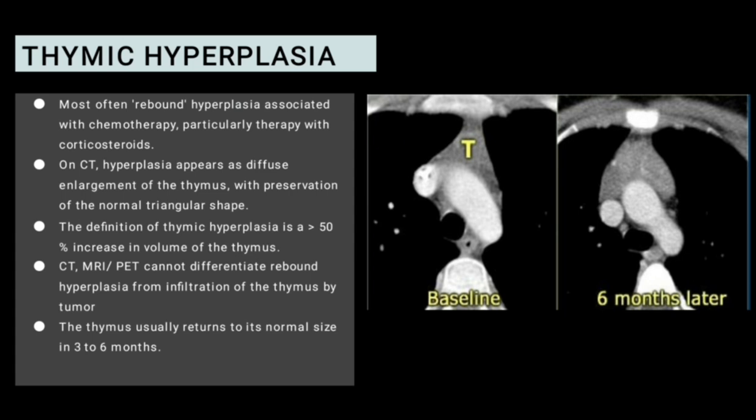Definition of thymic hyperplasia is a 50% increase in the volume of the thymus. And usually CT or PET cannot differentiate rebound hyperplasia from infiltration of the thymus by a tumor. The only sequence which can differentiate is chemical shift, where thymic hyperplasia will have a loss of signal, whereas a thymic tumor like thymoma won't have any loss of signal. And the thymus usually returns to its normal size in case of thymic hyperplasia in 3 to 6 months.